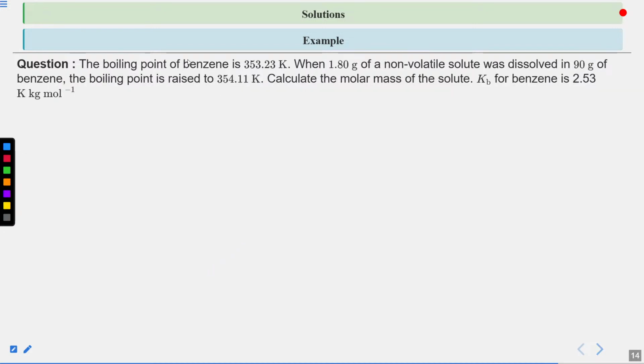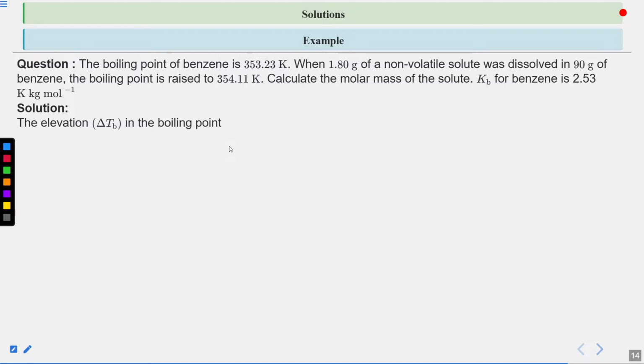Then our next question is from the boiling point. It is given that the boiling point of pure benzene is 353.23 Kelvin. Now, when we add 1.80 grams of a non-volatile solute in 90 grams of this benzene, the boiling point is raised to 354.11 Kelvin. We have to determine the molar mass of the solute. The Kb for benzene is given as 2.53 Kelvin kg per mole. How will we solve it?